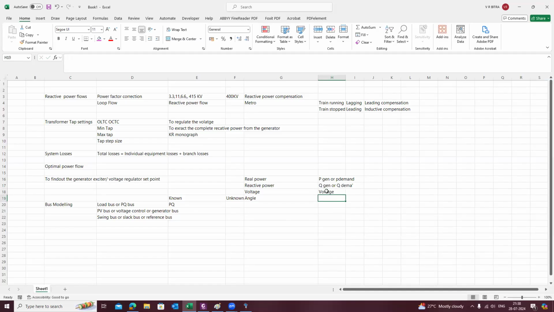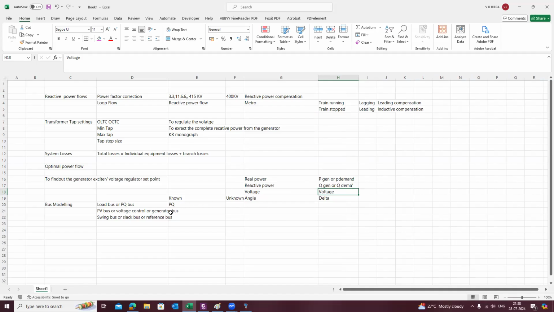And this angle is the delta. Okay, and there is nothing like generation voltage or demand voltage, and generation delta or demand delta. So here we are just given it as a voltage and delta. Whereas for the real and reactive power, you have the generation power or the demand power. Similarly, the reactive power demand or the reactive power generation will be there.